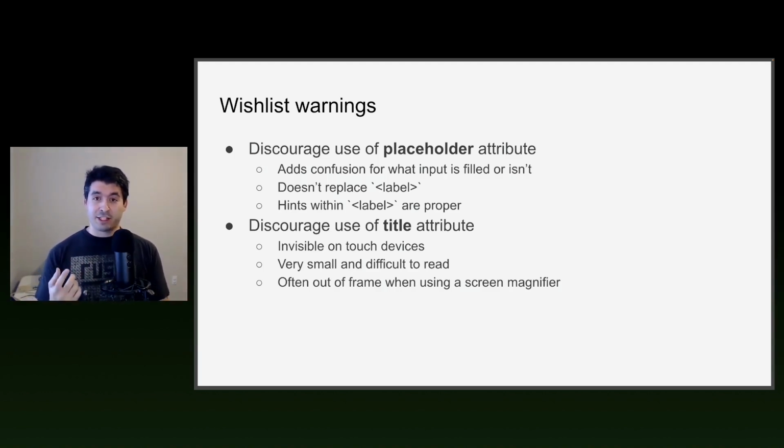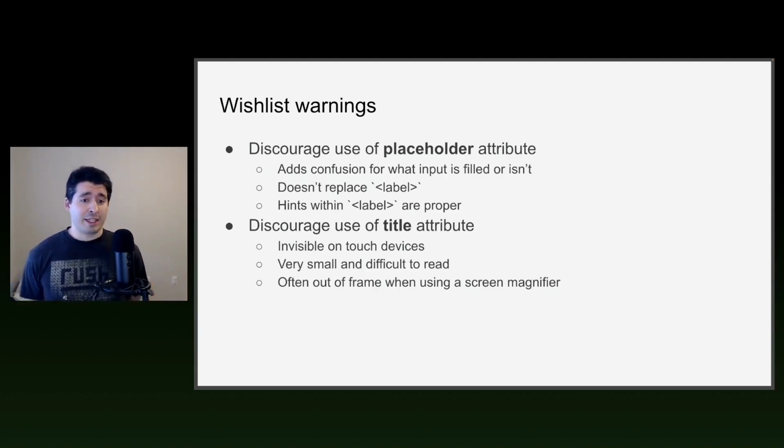Well, for one, it can discourage the use of placeholder in a text input. Placeholder confuses users whether it's filled or not. It doesn't quite replace the semantics of a label, and the hints within the label are proper. If you want to describe how to fill an input, put it all in the label. I hope it can also discourage the title attribute, because the global title attribute is completely invisible on touch devices. If you're on a cell phone and you touch some truncated text, it will not show the title ever. You need a mouse. It's also very small and difficult to read, and often out of frame when you use a screen magnifier.